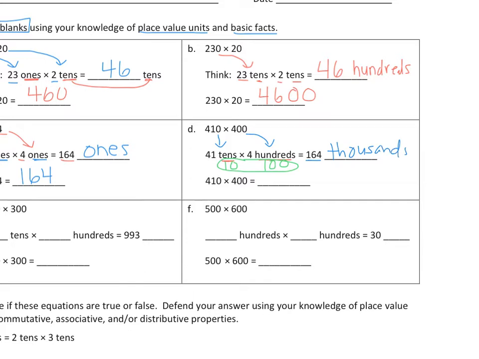And now we're going to go ahead and figure out how many zeros are in 1,000. There's going to be 3. So that means we're going to write 164 and then add 3 zeros. So our answer is 164,000.